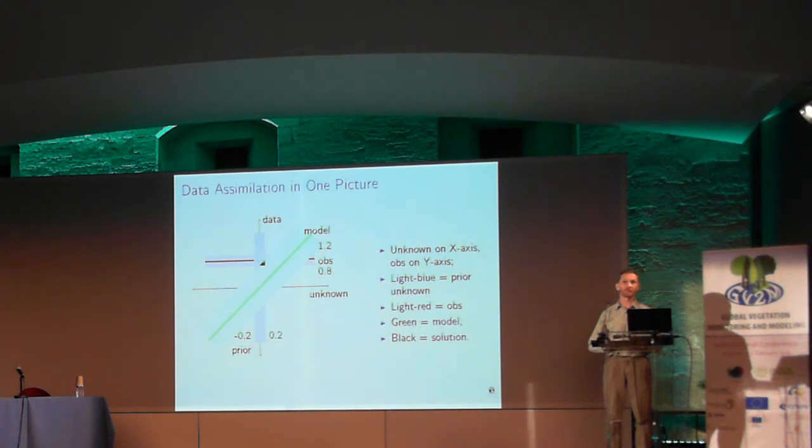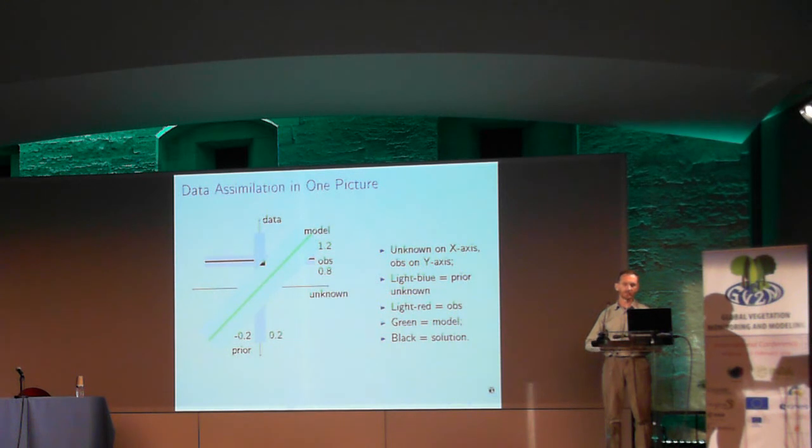For all of these, we describe our knowledge about the model, the observation, and the unknown by probability distributions. Here they're simple, flat probability distributions. The unknown is on the x-axis, the observation is on the y-axis. The light blue rectangle is our prior knowledge for our unknown. It means it can range between minus 0.2 and 0.2. We have an observation that goes between 0.8 and 1.2.